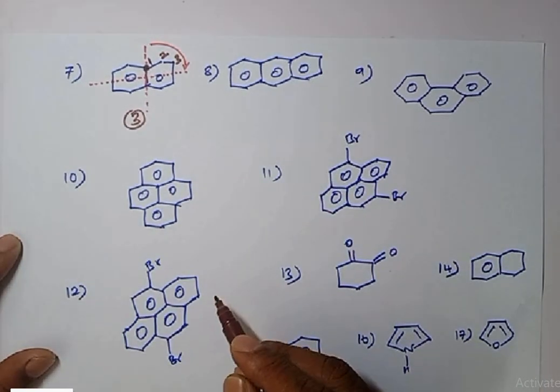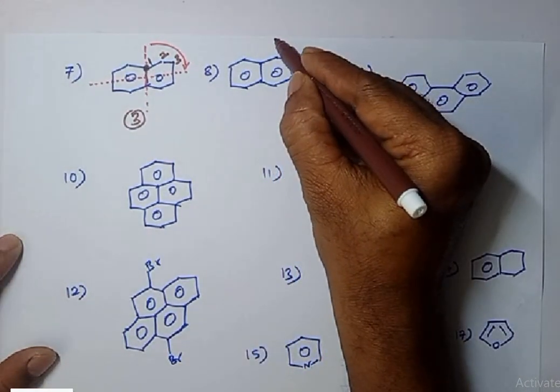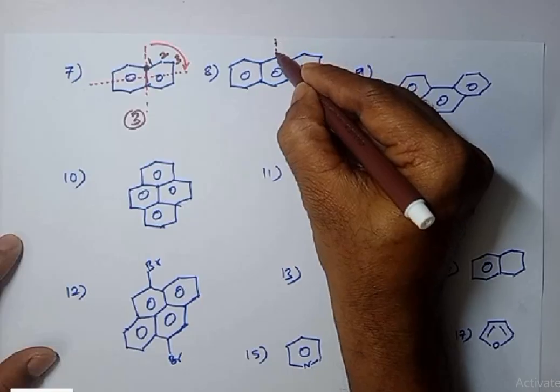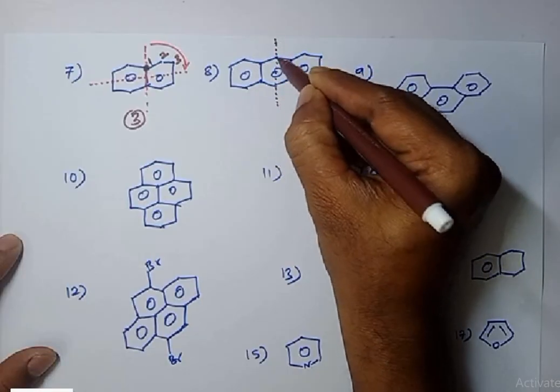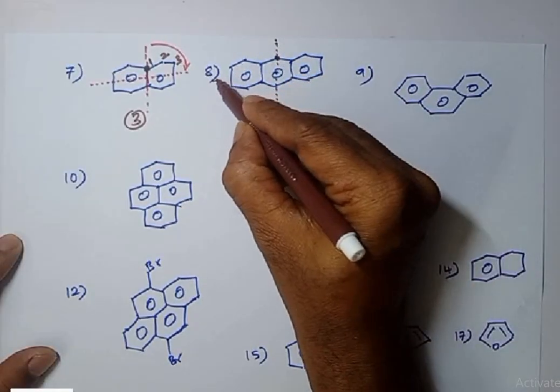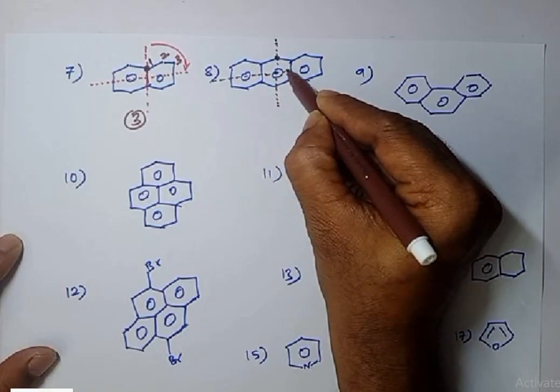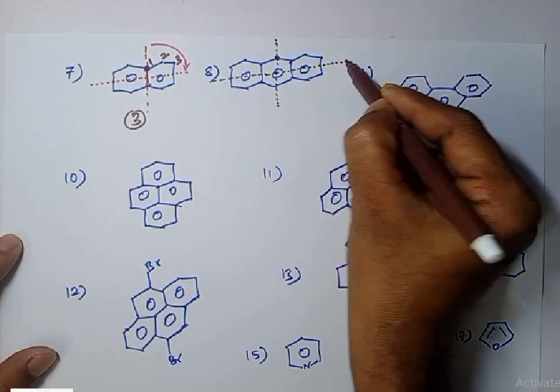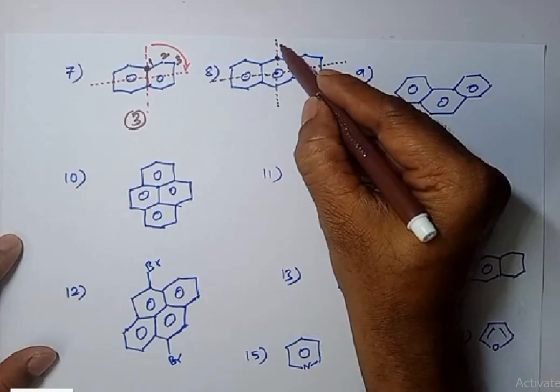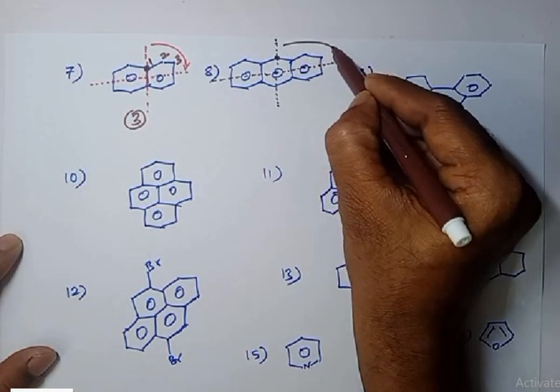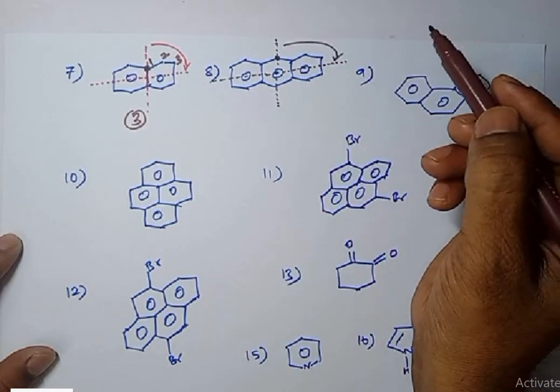What about anthracene? In anthracene also it is similar. Listen, a plane passes through these 2 carbons, this carbon and this carbon, and we have another plane passing through the centers like this. Now, you take this plane and this plane, and between these 2, see how many carbon atoms there are.